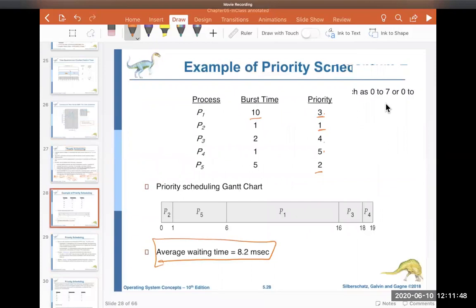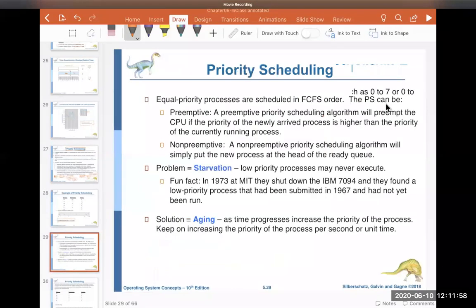Let us suppose there is another job which is added, P6, of highest priority, let us say 1. Then what would happen? There are two possibilities. One is preemptive priority scheduling. It will preempt the CPU if the priority of the newly arrived process is higher than the priority of the currently running process. Now, there could be non-preemptive scheduling, where you simply put the new process at the head of the ready queue and keep running the lowest priority process on the CPU.